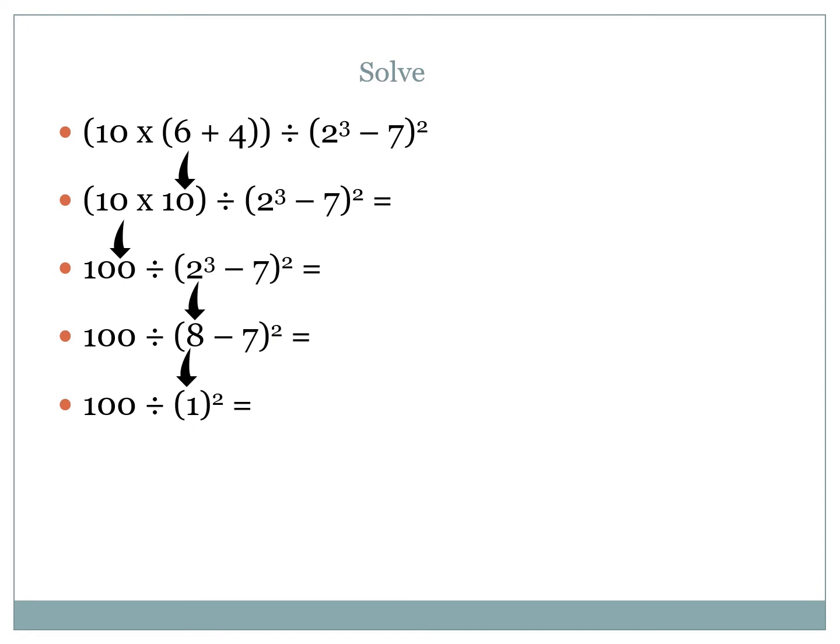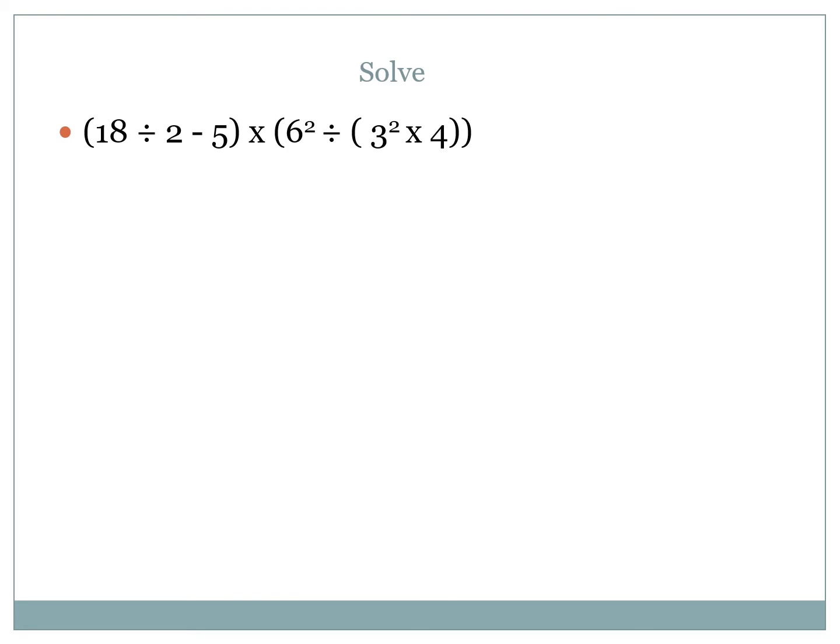Our new formula becomes 100 divided by 1 squared. So we take care of this 1 squared, it just is 1. So 100 divided by 1 happens to be 100. So even though this looks more complicated, if we follow BEDMAS rules and apply BEDMAS inside the brackets themselves, it's not really that hard to get all the way through from one to the other.